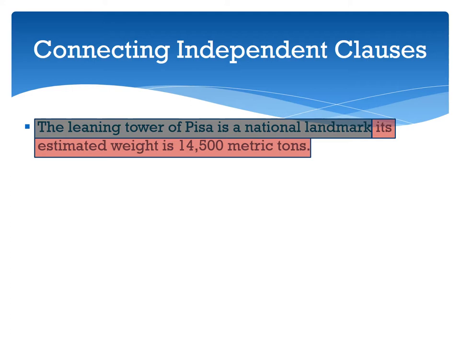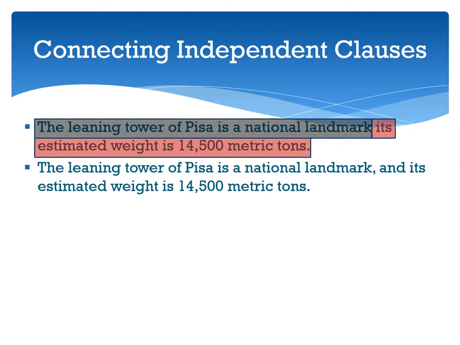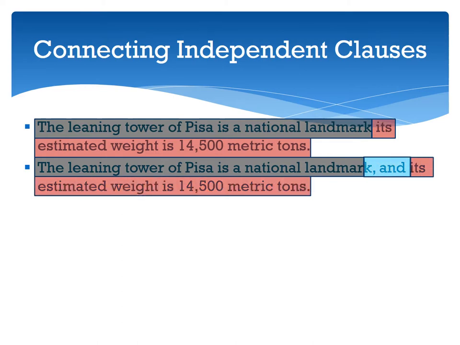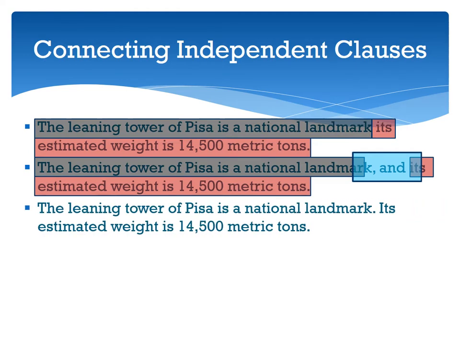Here are some options. We talked about one of them already. We use a comma and one of the FANBOYS, one of those coordinating conjunctions. So here we have the same situation. We've got our two independent clauses, but we've used the magic of English to connect them appropriately and correctly. So now we have the Leaning Tower of Pisa is a national landmark, and its estimated weight is 14,500 metric tons.